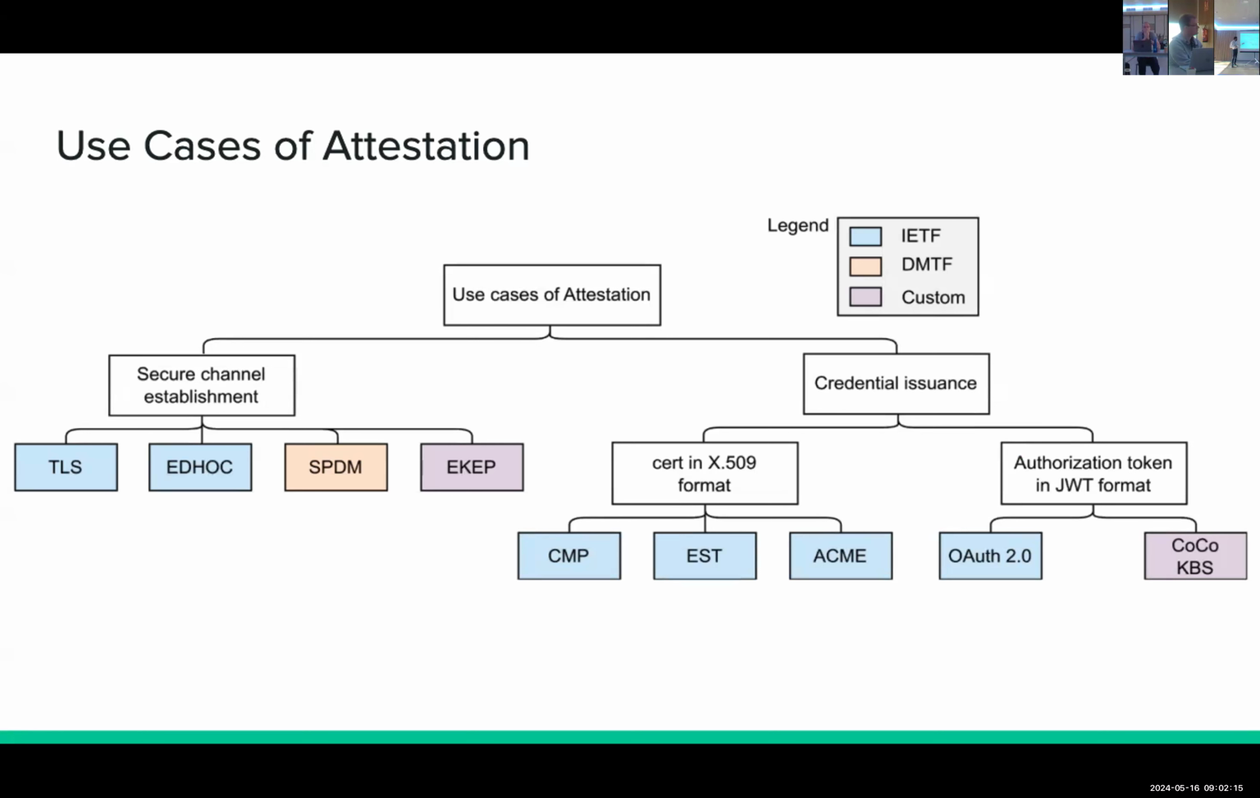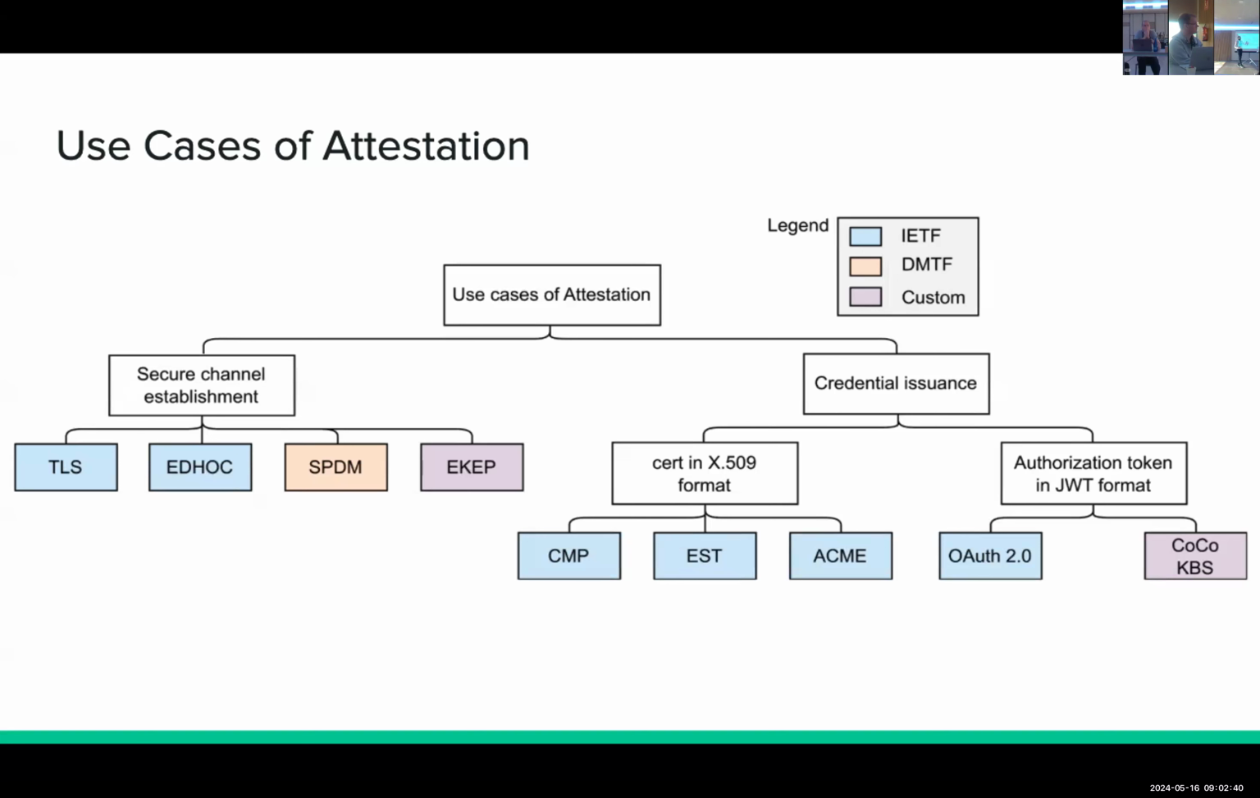This is that thing. Ad hoc, basically the author is also here with us, so she's trying to standardize this attestation over ad hoc. SPDM already includes attestation and is a standard. And among the custom ones, which are non-standard, Google ECAP is one of the protocols which uses this for attestation.